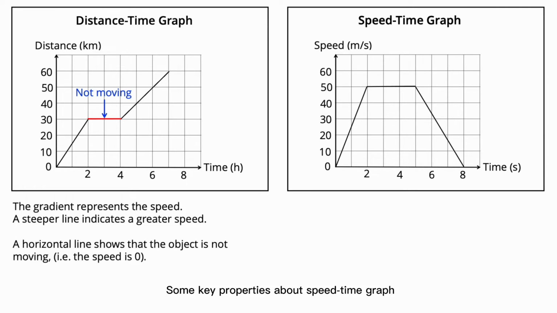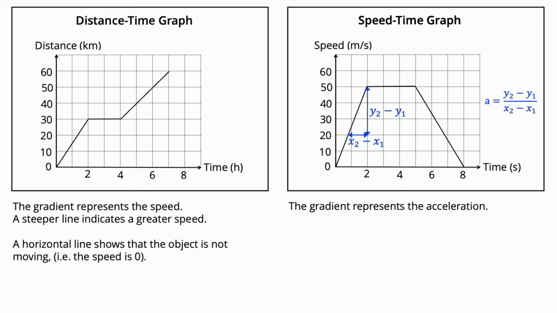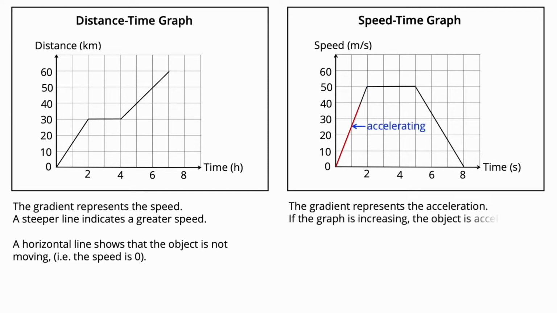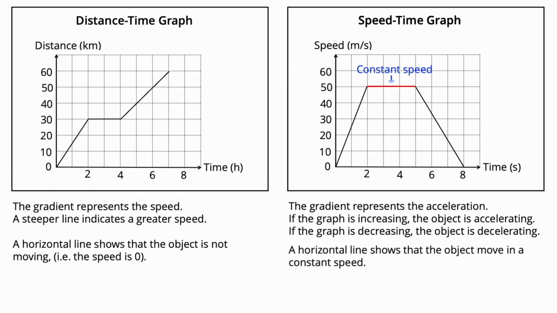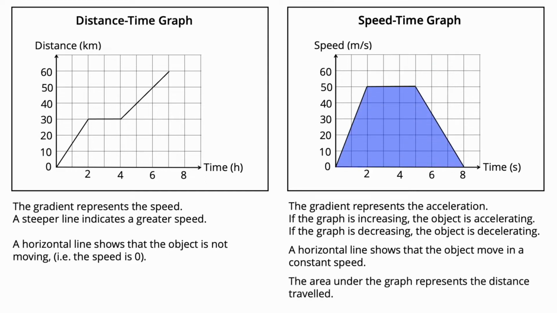Some key properties about speed time graph. The gradient represents the acceleration. If the graph is increasing, the object is accelerating. If the graph is decreasing, the object is decelerating. A horizontal line shows that the object moves at a constant speed. The area under the graph represents the distance traveled.